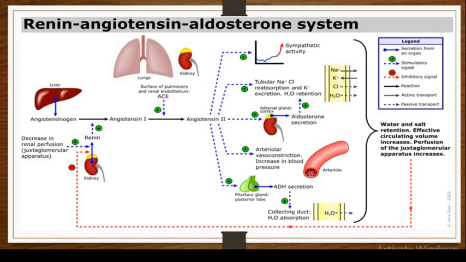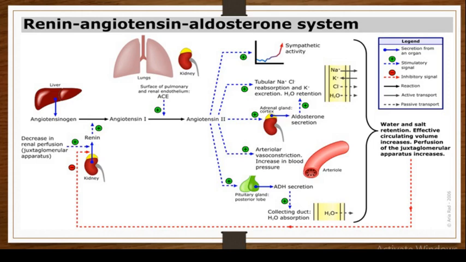Angiotensin 2 will also act on the renal tubules and cause sodium and chloride reabsorption. And so sodium will leave the tubules back into the blood. Chloride will also leave the tubules back into the blood, as well as water being reabsorbed from the tubules back into the blood. At the same time, potassium will be drawn from the blood back into the tubules to be excreted.